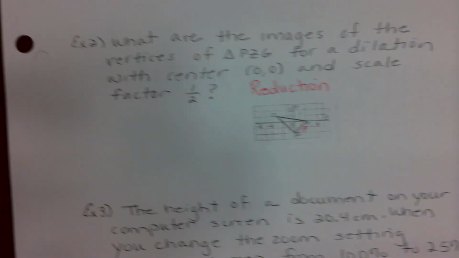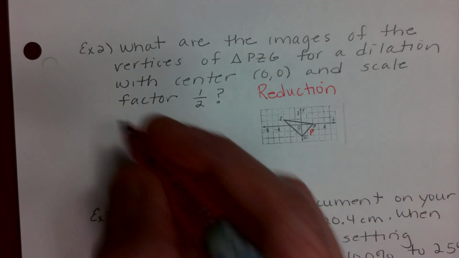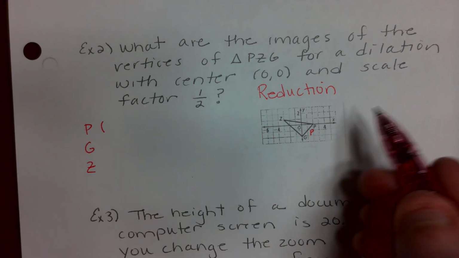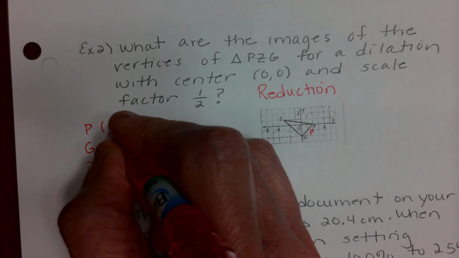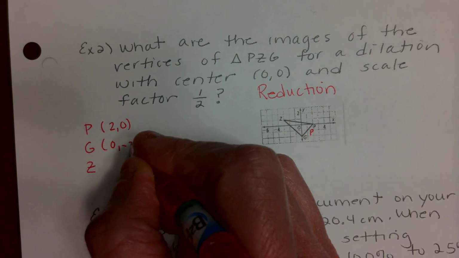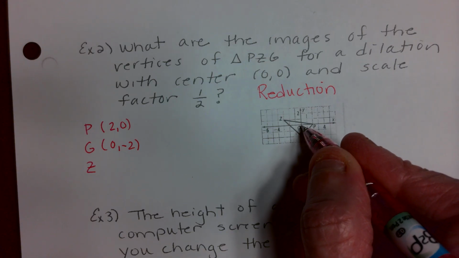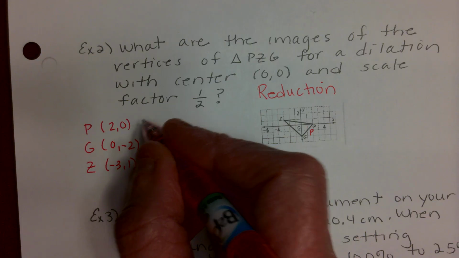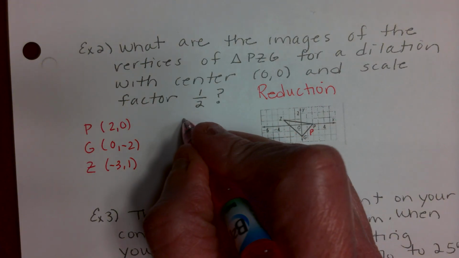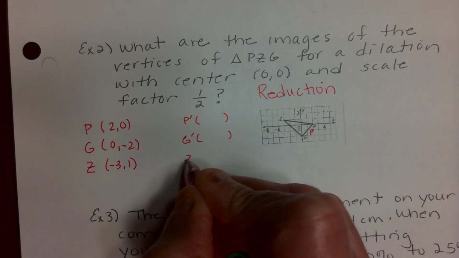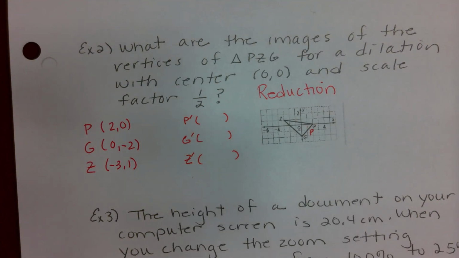But remember, if we're given coordinates, which we're not, we have to get them, so let's actually do that. P, G, Z. P is, let's see, 2, 0. And G is 0, -2. And Z is -3, 1. If I am going to get my images, which are P prime, G prime and Z prime, I need to do something with those. Does anybody have an idea what I might do with those coordinates?